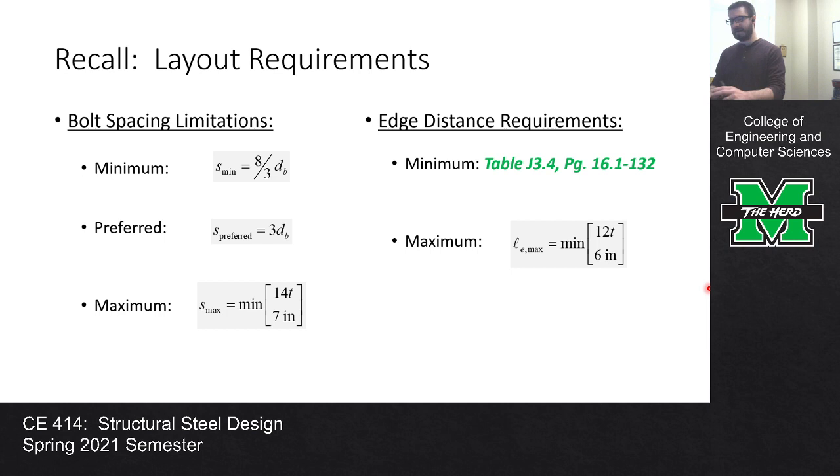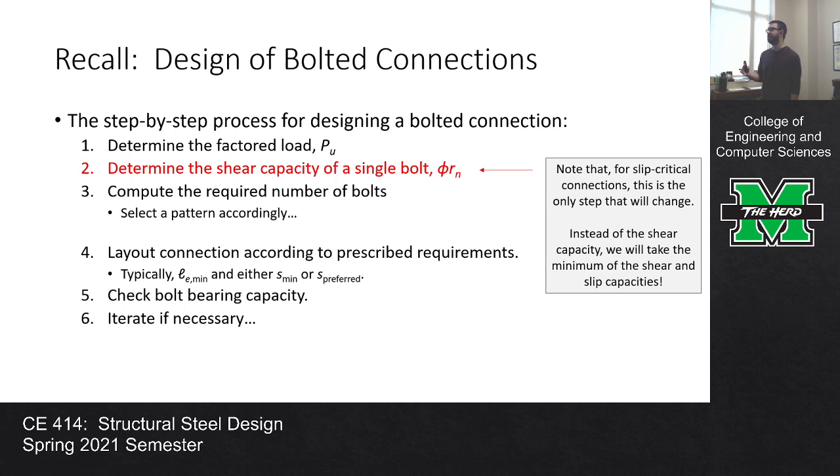And these are going to be the same for slip critical connections and for bearing type connections as well. I really want to illustrate that the process for designing a connection is no different other than the adjustment of one step. Speaking of, let's go through the step-by-step process for designing a bolted connection. So how do you go about designing a bolted connection?